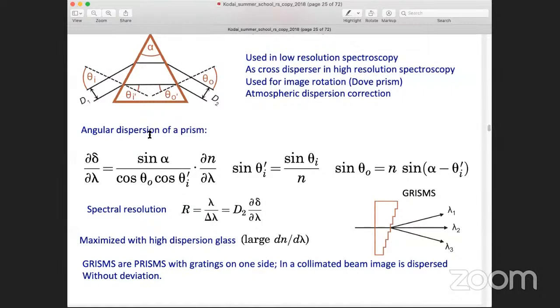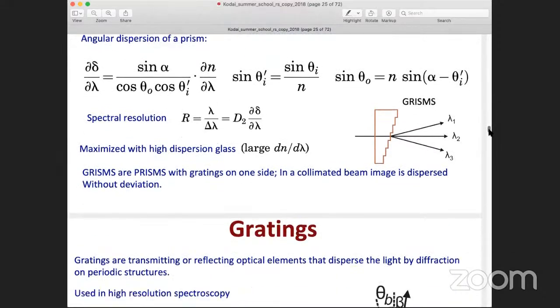And the angular dispersion of the prism, the deviation as a function of wavelength. These are some formulas, and spectral resolution will be given by lambda over delta lambda. And grisms are basically prisms with a grating on one side. In a collimated beam, the image is dispersed without deviation. So if you have a grism, there is no deviation here, only a dispersion of various wavelengths.